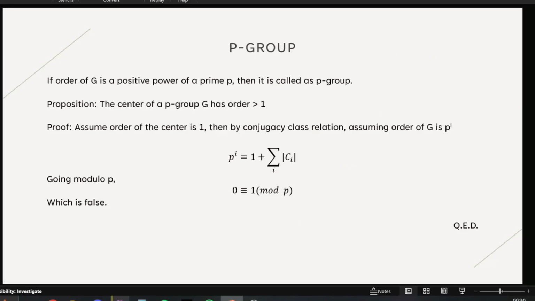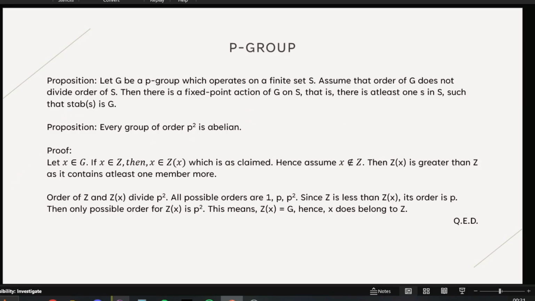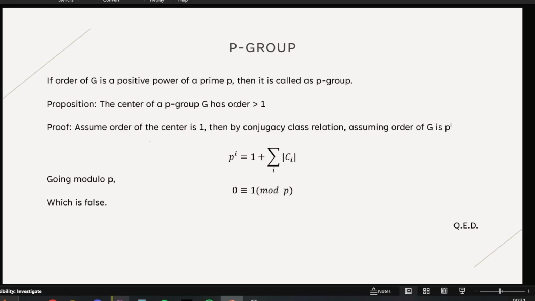So we'll resume now with our next topic. The next topic we are going to look at is called P group. The definition is that if a finite group G is of order a positive power of a prime P, then we will call it a P group. So for example, G can be 2 power 3, 2 power 4, etc. It will be a P group. We have a few propositions related to P groups.